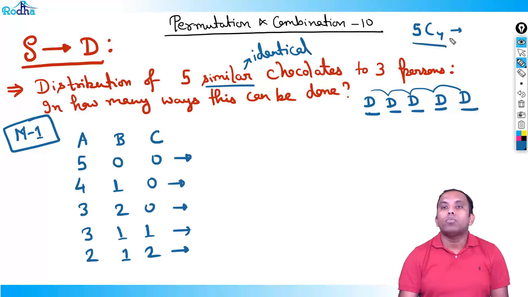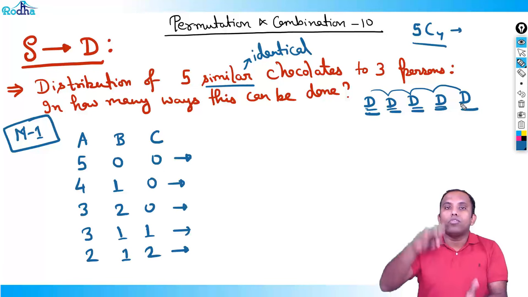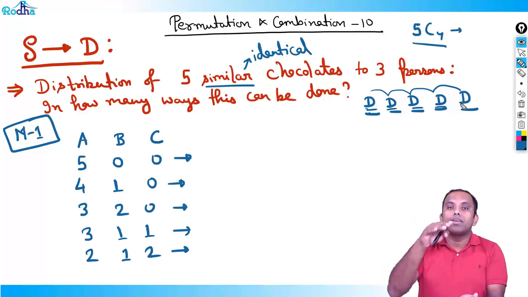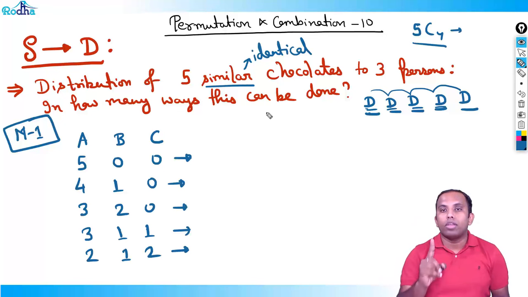5C4 means I can form different groups of 4. Where are the different groups? There are no different groups. All are similar: Dairy Milk, Dairy Milk, Dairy Milk, Dairy Milk, Dairy Milk, all 5 of equal shape and size. So you can pick any 4 in only one way. You can pick any 3 in only one way.